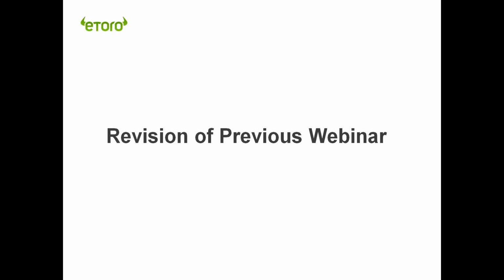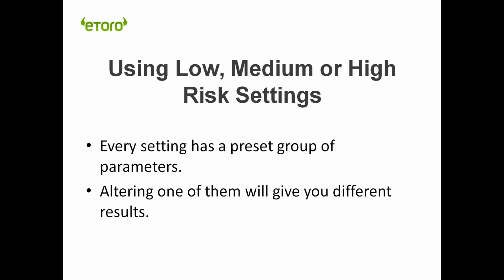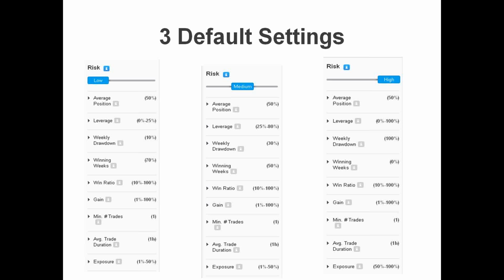Okay, so just the revision of previous webinar. Right, so using the low, medium, or high risk settings. So this is when you go into the rankings, and this was the advanced guru finder that was launched a couple months ago, which has just allowed some more specific search criteria and different results that you're getting out. Okay, so we looked last time at what all the parameters were and what made up being a low, medium, or high risk trader. Okay, and changing them around, you see the different outputs and the different results you'll get of the different traders.